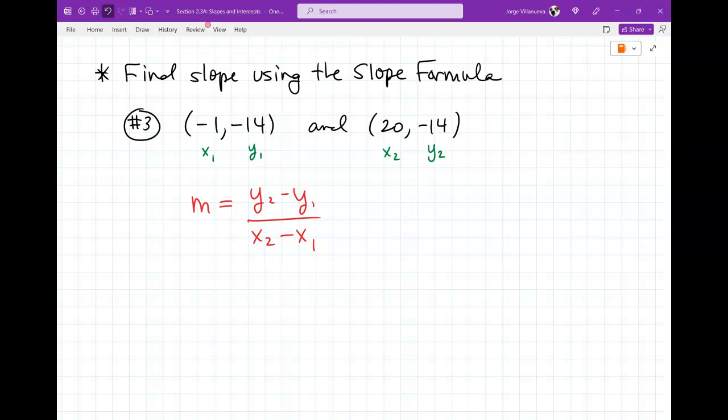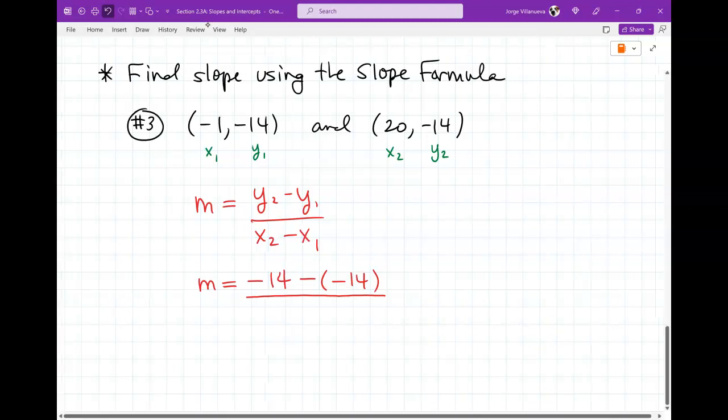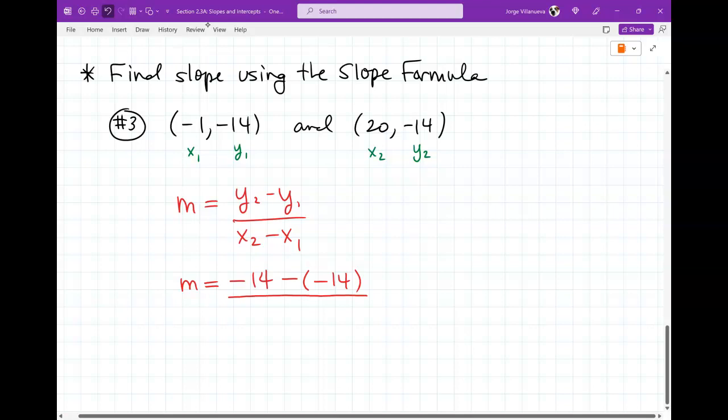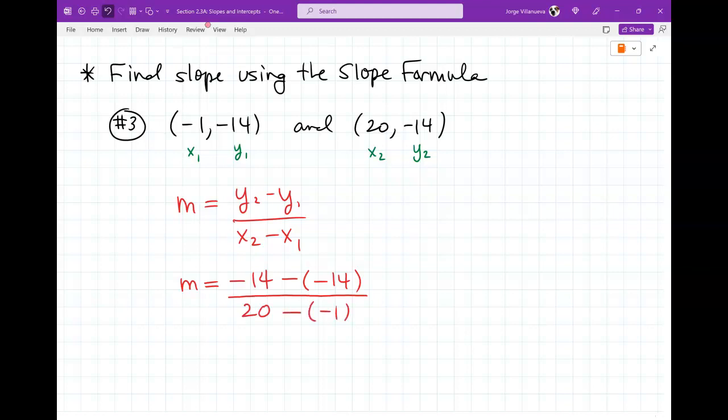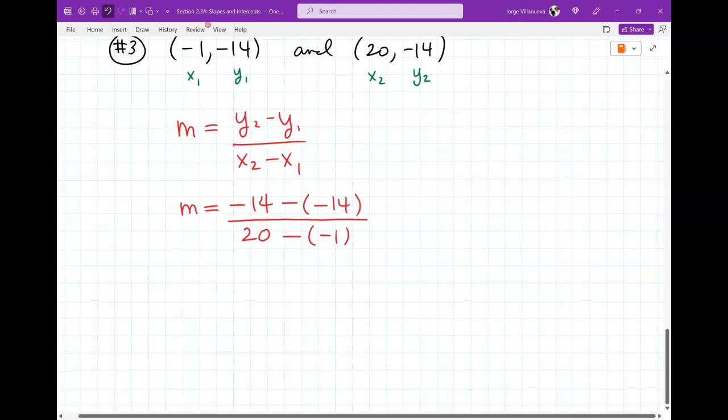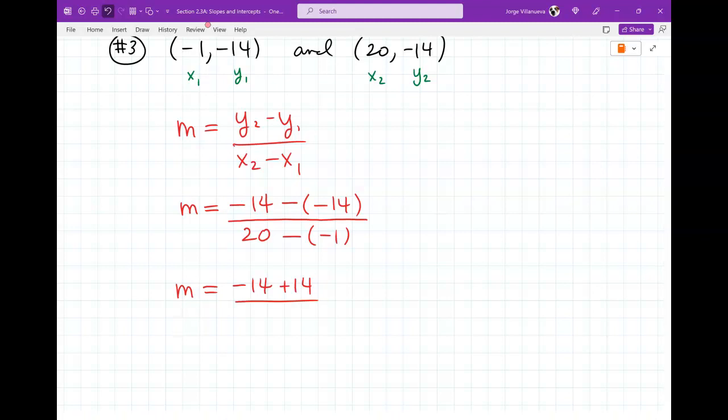So here we go. Y sub 2. My y sub 2 is negative 14 minus y sub 1 is negative 14. Again, notice I put parentheses around the second point on purpose. I always do that, okay? You don't have to, but sometimes people mess up because they don't carry the negatives over. And then x sub 2, that's 20, minus x sub 1 is negative 1. All right. So m is equal to negative 14 plus 14 over 20 plus 1.